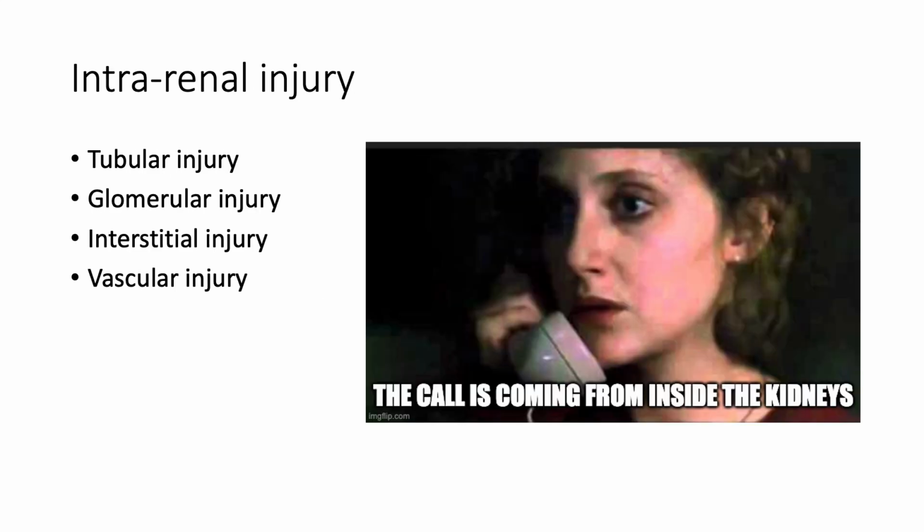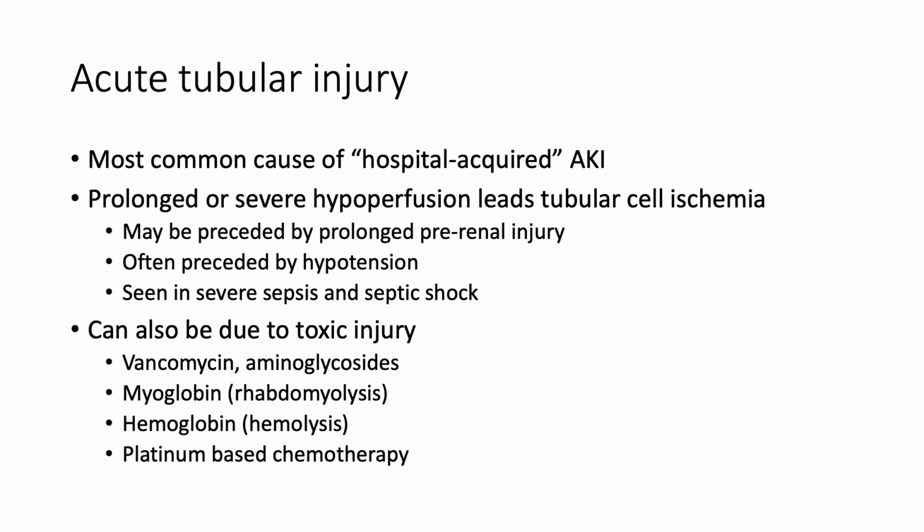All right, next we'll talk about intrarenal injuries. So you can kind of divide these up into tubular, glomerular, interstitial, and vascular type injuries, but this is where the problem is in the kidney itself. Probably the most common cause of an intrarenal kidney injury is acute tubular necrosis or acute tubular injury. It's often cited as the most common cause of hospital-acquired acute kidney injury. So patients who develop kidney injuries while hospitalized, it's often going to be acute tubular necrosis.